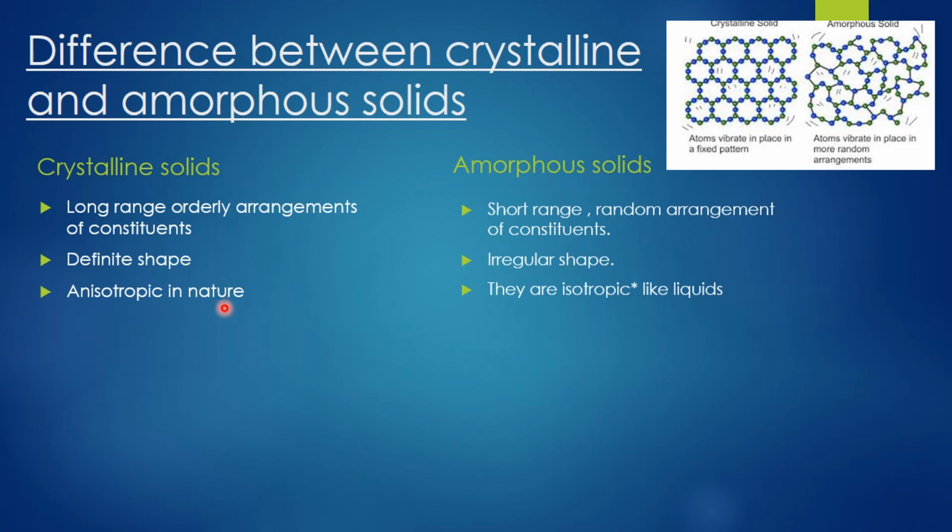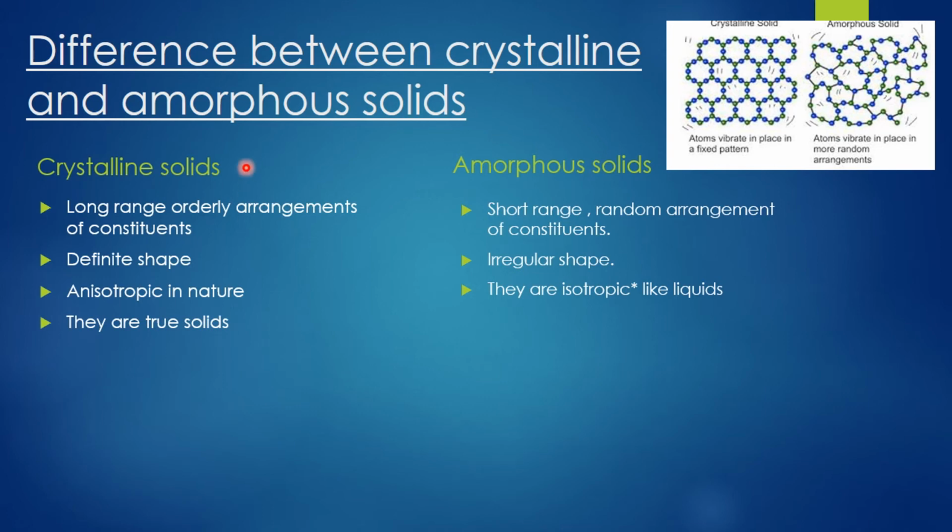But the amorphous solids are isotropic in nature. An example is liquid. Liquids are isotropic. Here glass can be isotropic, plastic can be isotropic. Isotropic means having similar properties in all directions. Whichever direction you measure, you find similar properties. The same value will be obtained from the different directions.